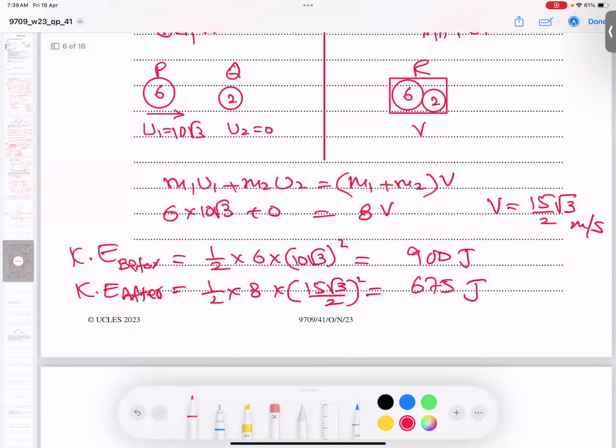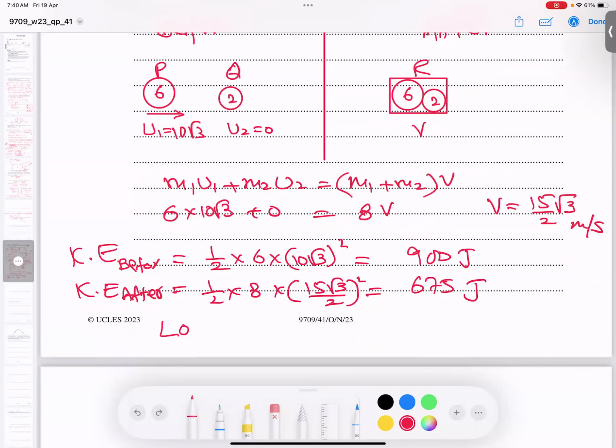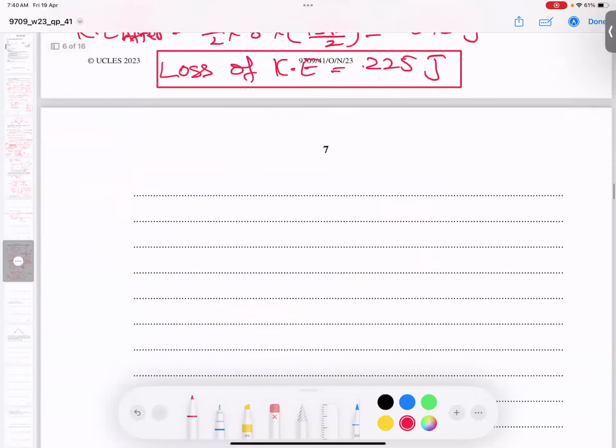And if you subtract, the answer comes finally. So loss, why loss? Before is more and after is lesser. So naturally it is loss of kinetic energy; just subtract them and we get 225 joules. No need to put a minus sign because loss itself represents the minus sign. So I believe the point is very, very clear.